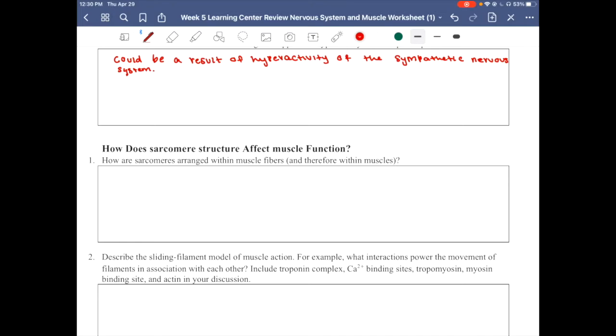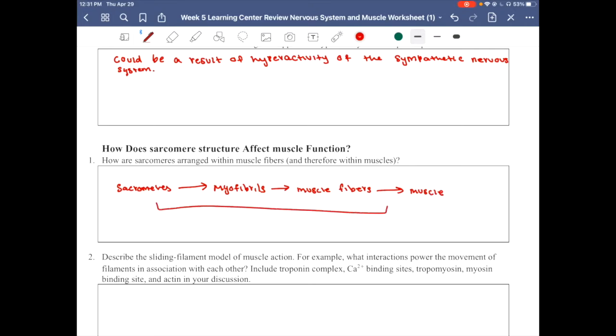So you have a sarcomere, and a bunch of them are going to make myofibrils, and then a bunch of those are going to make a muscle fiber, and then a bunch of those muscle fibers are going to make muscles. So I'm just going to do an arrow diagram. So we have sarcomeres, and a bunch of them are going to result in myofibrils. And a bunch of those are going to result in muscle fiber, and a bunch of that is going to be our muscle. And all of these are linearly arranged.